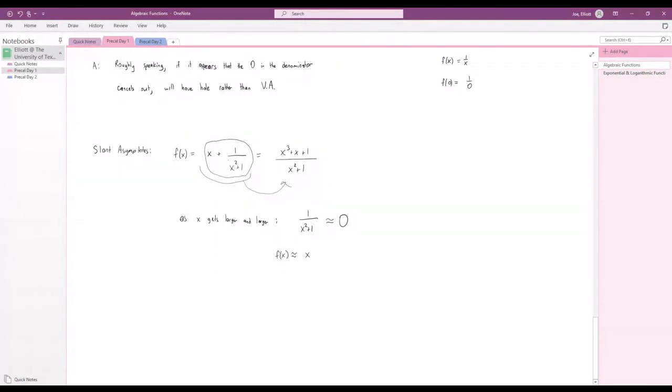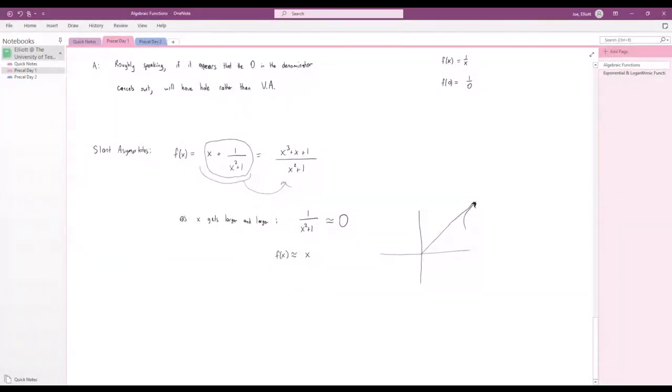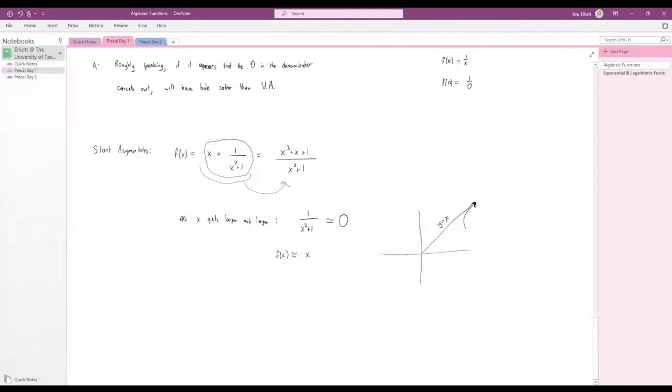When you look at the graph, I don't know exactly what it looks like, but because we see how it gets closer to this line as x gets larger and larger, the graph might be doing something like this, and you'd have a slant asymptote where y is equal to x. That's the idea of why you would have a slant asymptote in this kind of situation.